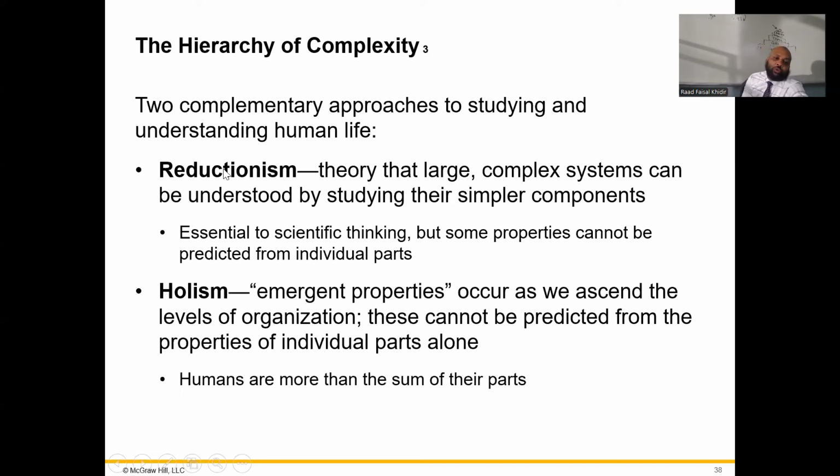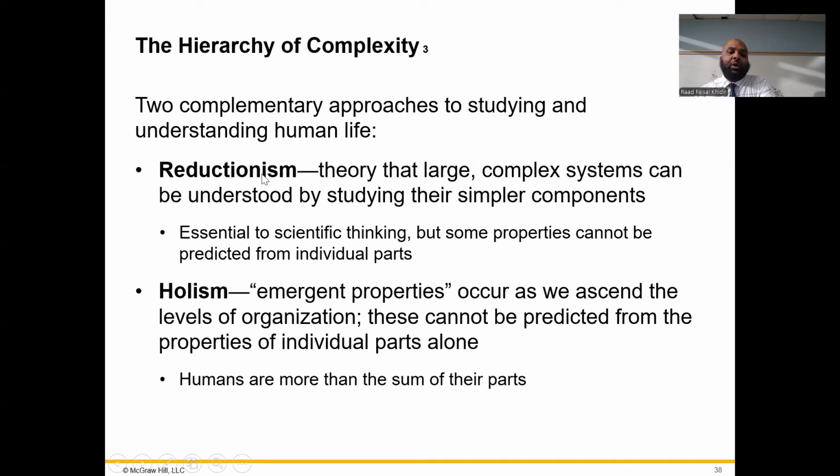Okay, so we alluded to what reductionism was. Reductionism is when we deconstruct the human being holistically into the smaller parts that make it, and we study that. It's a theory that large, complex systems can be understood by studying their simpler components. It's essential to scientific thinking, but some properties cannot be predicted from individual parts.